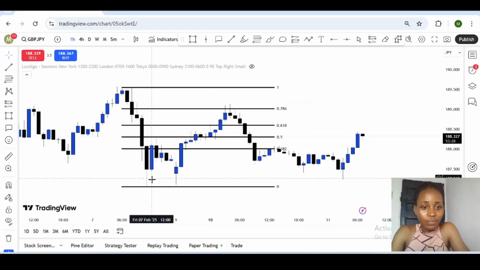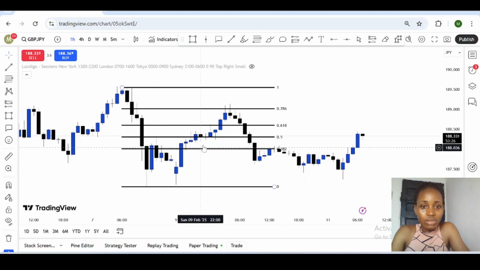All right, now look at here. We have this swing here, swings from this point to this point, and price pulled all the way up.